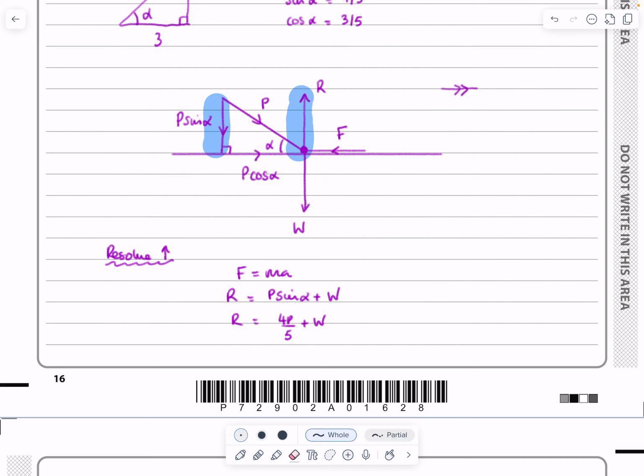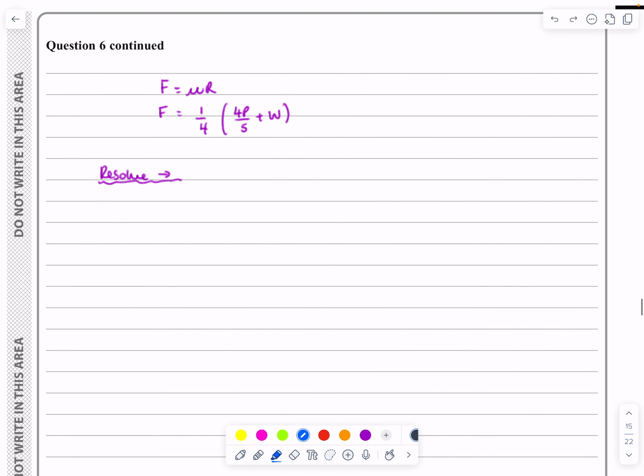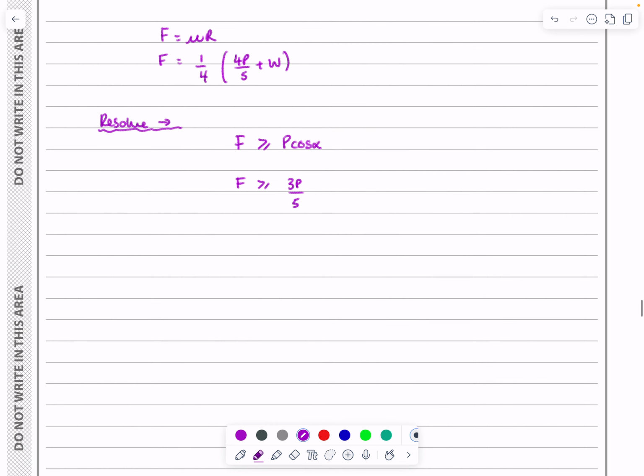Let's get rid of those blue ones here. We're looking in this direction now, and if it doesn't move, then the friction has to be able to overcome that P cos alpha. So for it not to move, we want F to be greater than or equal to P cos alpha. Remember, cos alpha was 3/5, so we're going to have F greater than or equal to 3P/5, and then that's a quarter of (4P/5 plus W) is greater than or equal to 3P/5. Now we just need to tidy this all up.